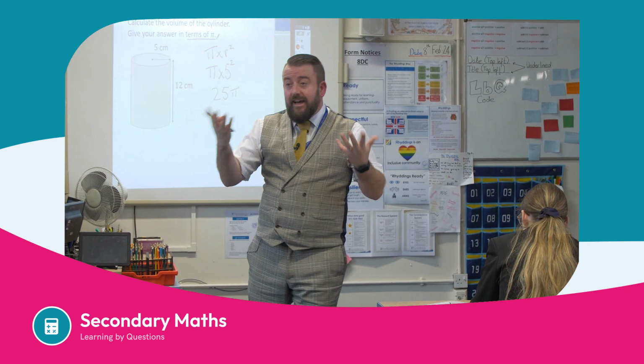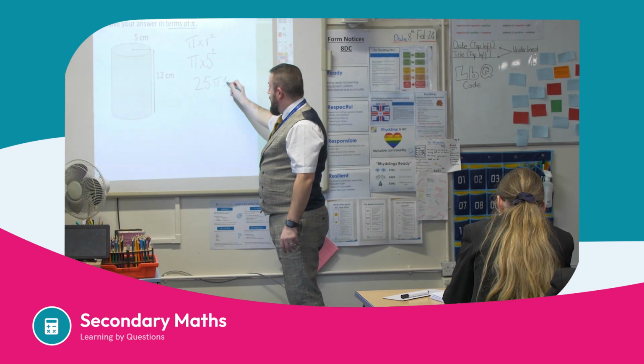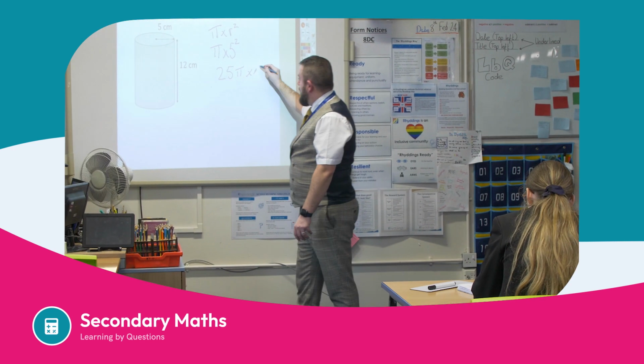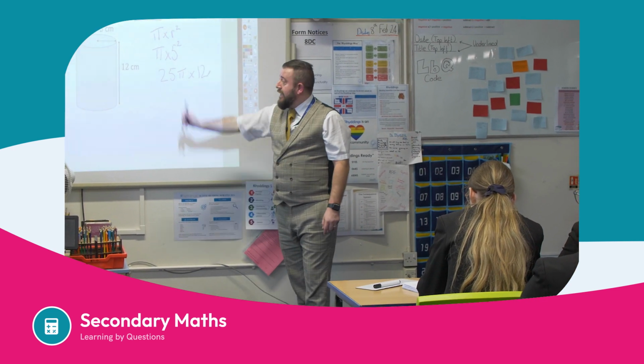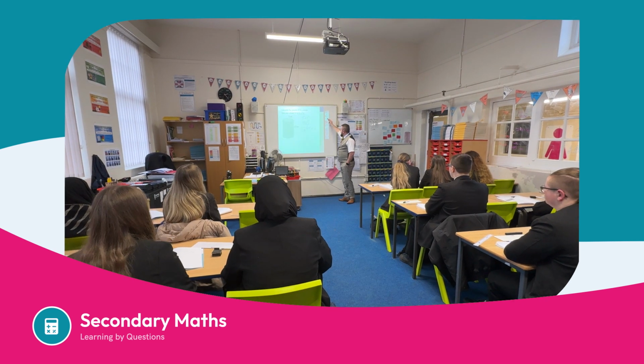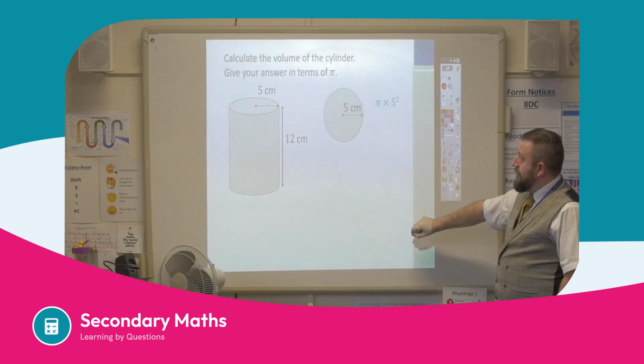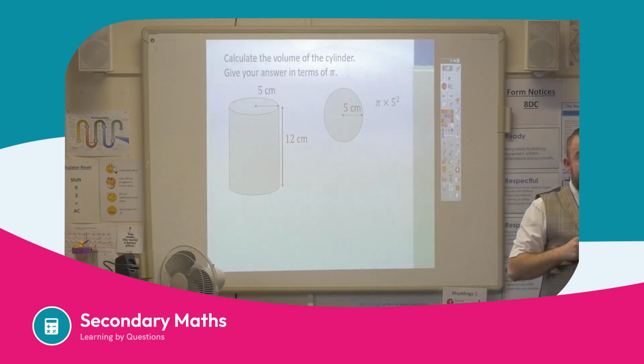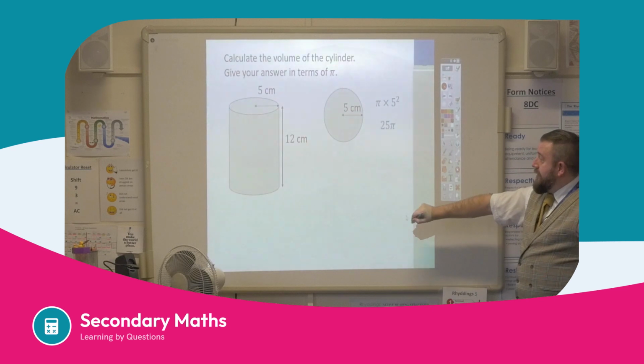Shout at me. The height. That will tell me the full capacity of the cylinder. 12. Can you make a note of that for me, please? Right. So let's break that down, just as I've done. So the circle with a radius of 5 centimetres, square it with pi, and then we times it by 12.